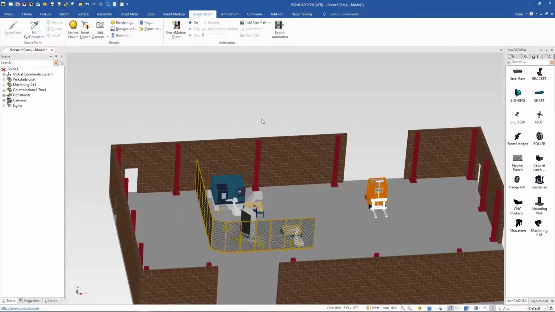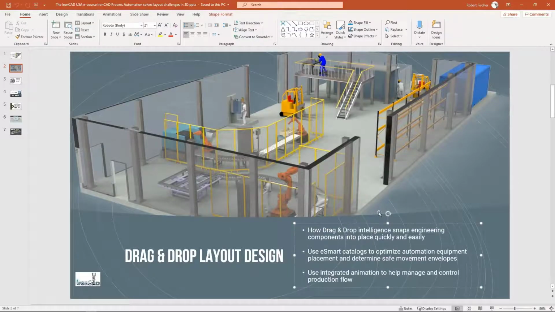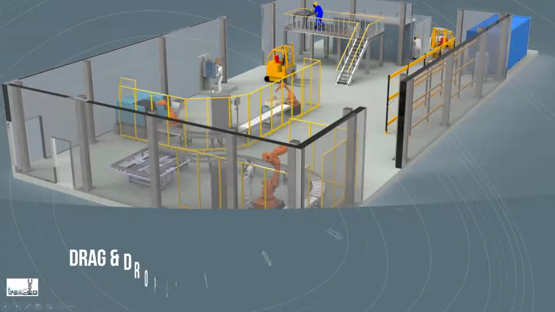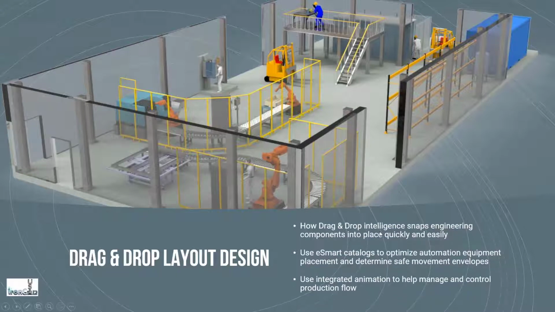So that was building that kind of thing. And by the way, I want to show you some really neat moves now, because I'm going to move into a separate part of this presentation. So this, where I was at the moment, is setting this cell up, saving the information. I showed you drag and drop intelligence, snapping things into place, adding those smart catalogs, optimizing the movement and determining safe movement envelopes, and now the integrated animation, because quite frankly, I did make a mistake.